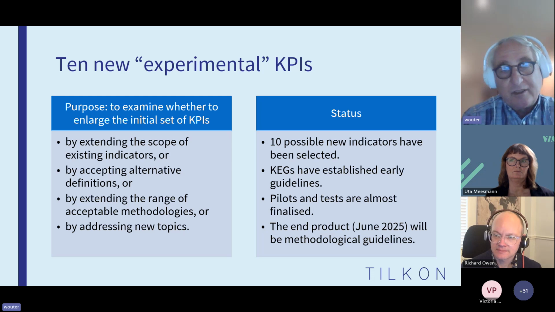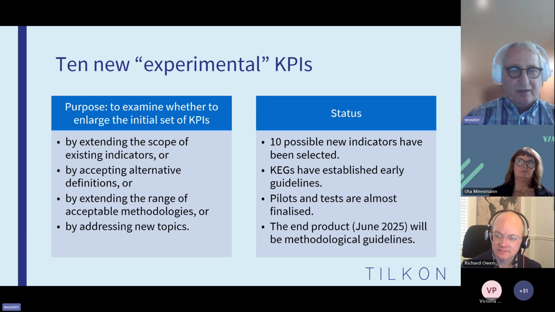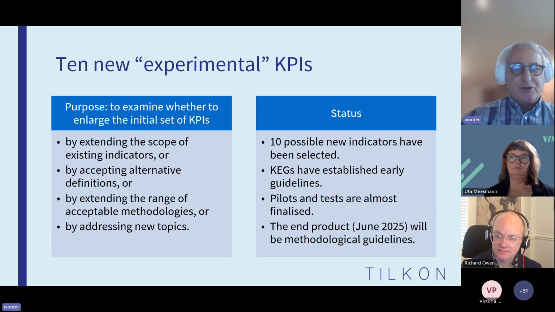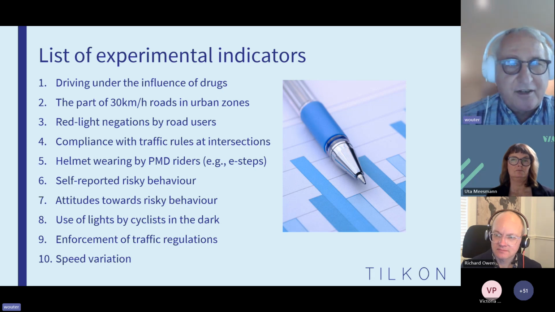And the end product in this case will not be values, but actually will be methodological guidelines, which could in principle be used anywhere in the world. So that's basically the scope of these experimental KPIs. And of course, you will be interested to know which ones they are.